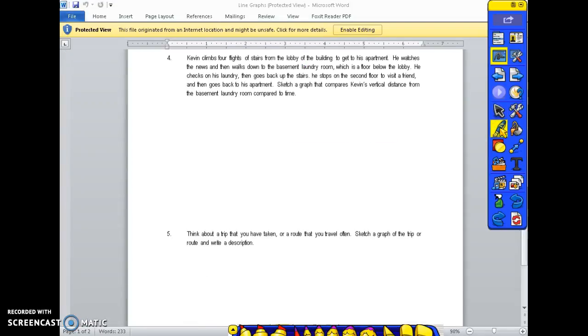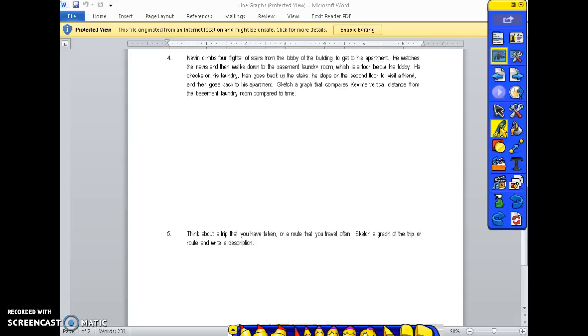Number 4. Kevin climbs 4 flights of stairs from the lobby of the building to get to his apartment. He watches the news and then walks down to the basement laundry room, which is a floor below the lobby. He checks on his laundry, then goes back up the stairs. He stops on the 2nd floor to visit a friend and then goes back to his apartment. Sketch a graph that compares Kevin's vertical distance from the basement and laundry compared to time.